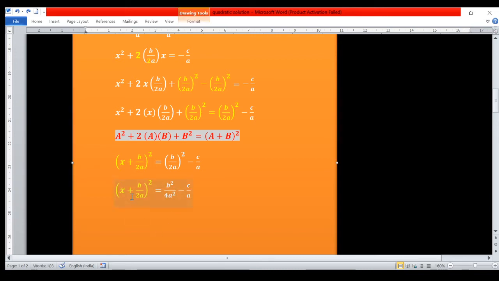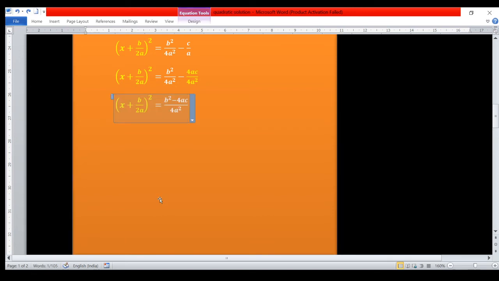X plus b by 2a whole square. So b square by 4a square, the whole square, is what? 4a square minus c by a. The next step. See, that change happened only in what? C by a. C by a is there, but it was written as 4ac by 4a square. So LCM, very simple, LCM: 4a square. Okay, LCM.